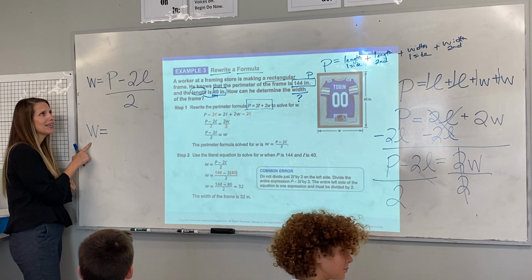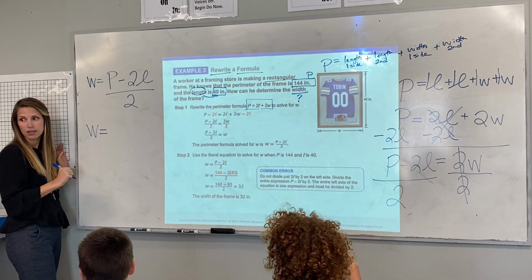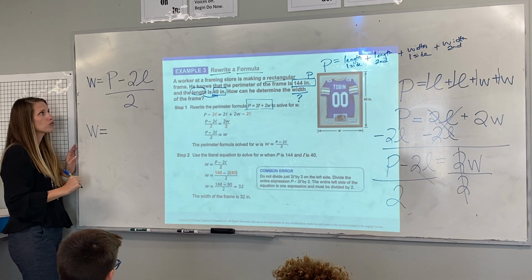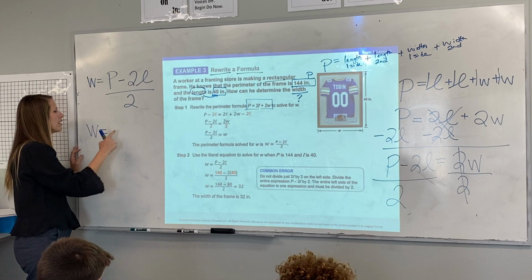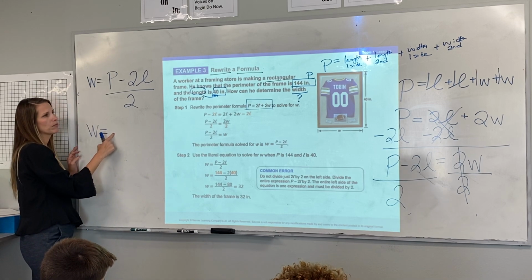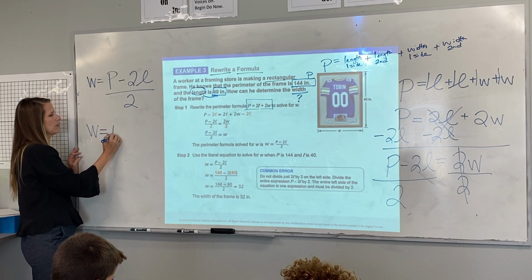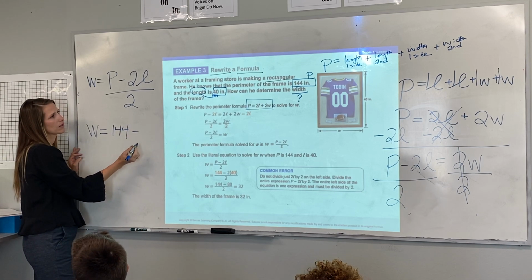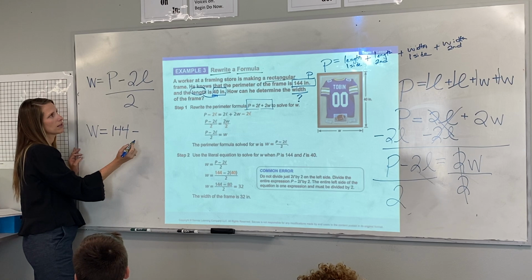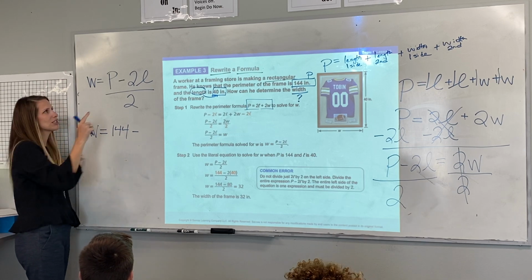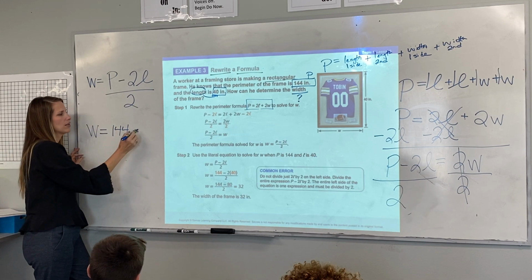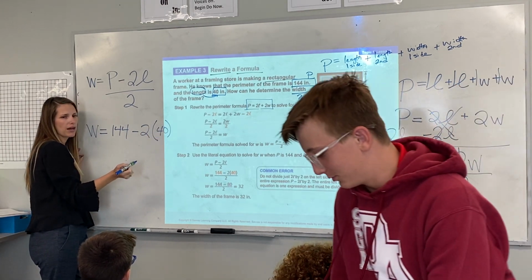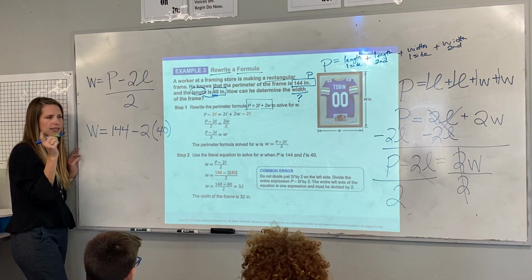Now we can fill in the known values. We can now convert the letters into their actual values. You just replace your variables with their values. Go ahead, Vincent, tell me what it was. So we're going to have to do 144 minus 40. Well, yeah, don't solve yet, I'm just rewriting it. Exactly, minus 2 times 40, over 2.